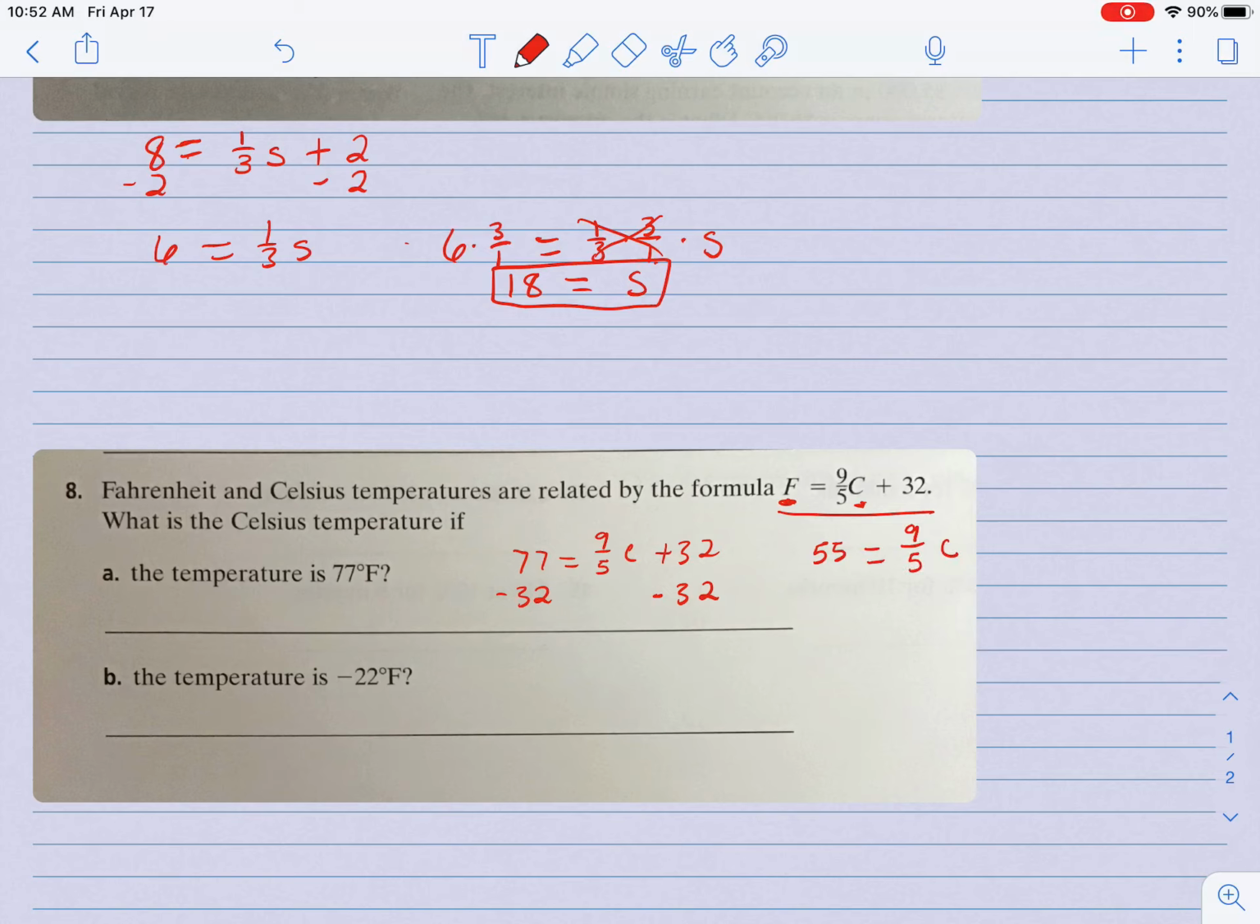9/5 C. Once again, we have to divide by 9/5 or multiply by the reciprocal. So we're going to write this as 55, and we can write 55 over 1 is the same thing as 55 times the reciprocal, which is 5/9, is going to be equal to 9/5 times 5/9 C. Once again, these are going to cross out, leaving us with just C.